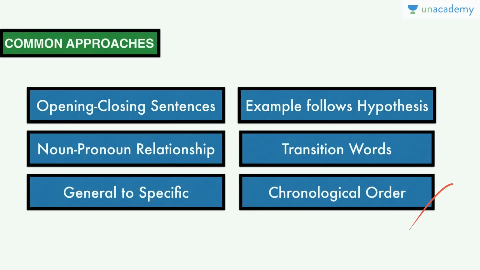Chronological order, very simple, mostly used in cases where we talk of something in a timeline fashion. The earlier events come first, and then we gradually move on in a chronological order to the recent events. So no need to explain that.